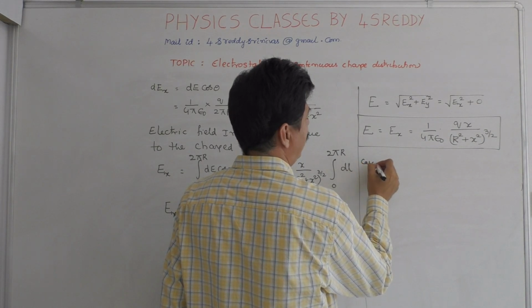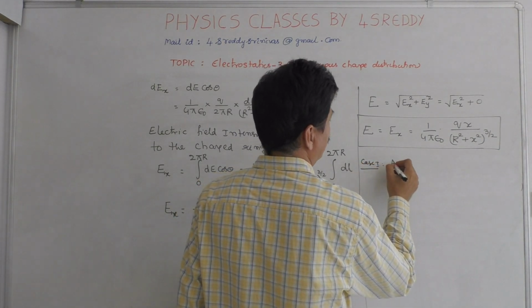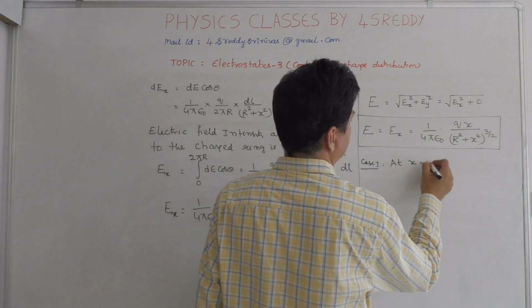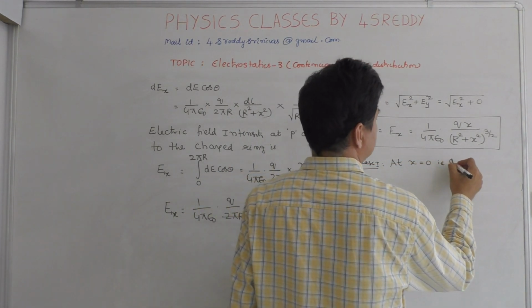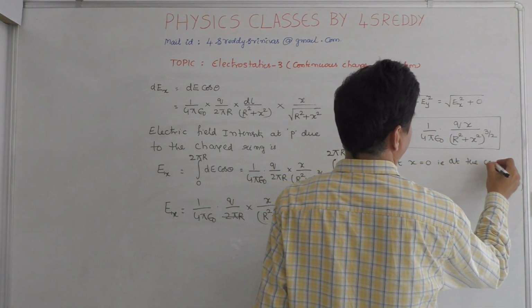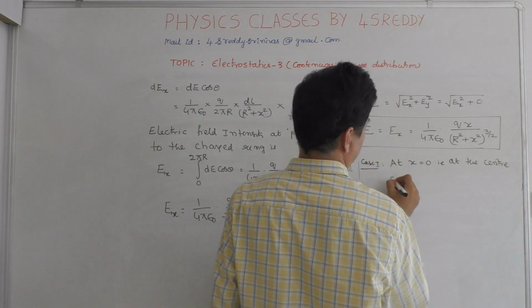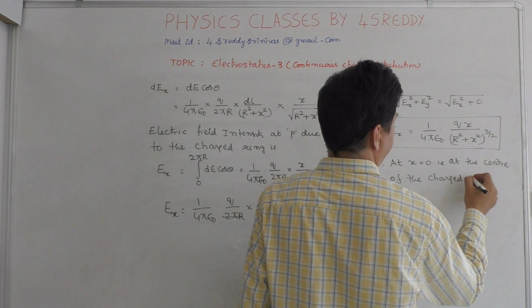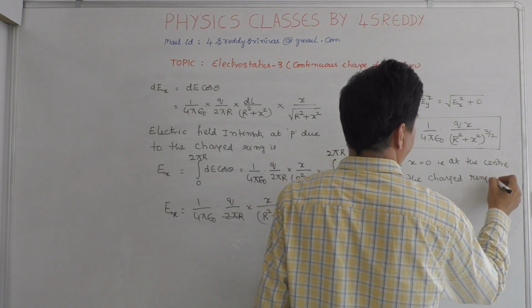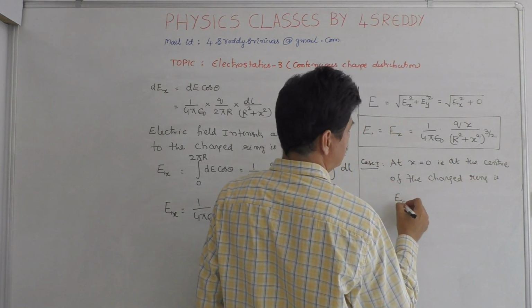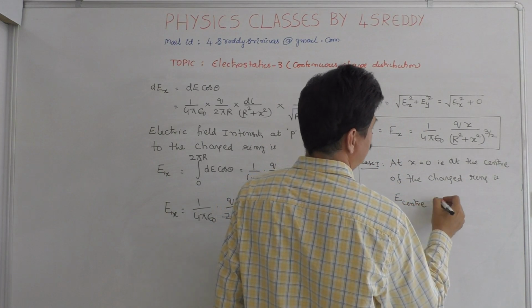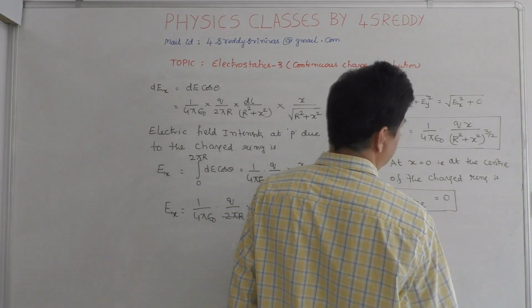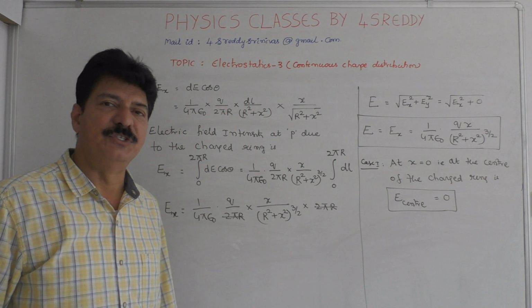Case 1: at x is equal to 0, that is at the center of the charged ring, E at the center should be 0. Since x is 0, this must also be 0.